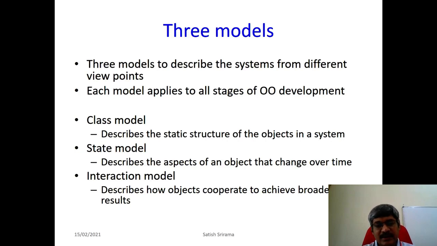Then comes the interaction model. This describes how the different objects within the system operate among themselves to achieve broader results. This course is about looking at all these models: the class models, state models, and interaction models. This is what we will be learning as part of the complete course. And in the next video, I will discuss in a little bit of detail how each and every model is developed. So these are the three different models as far as object-oriented development is concerned.